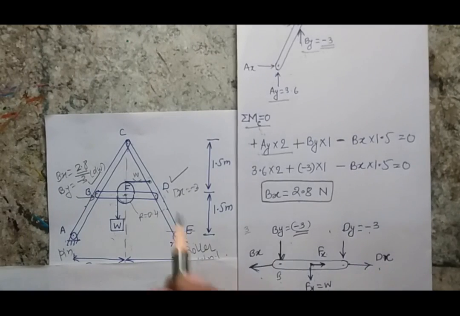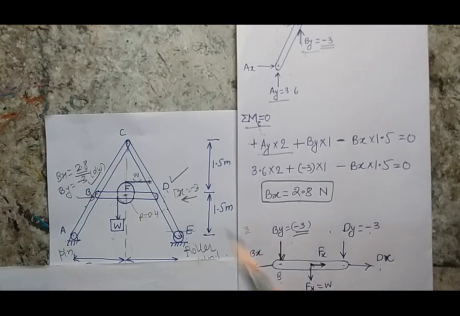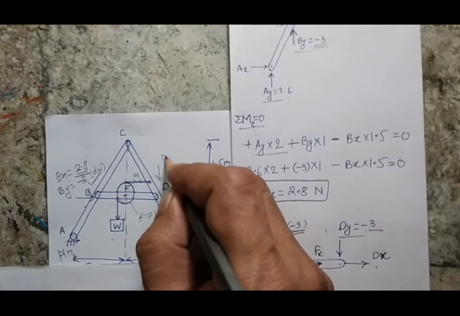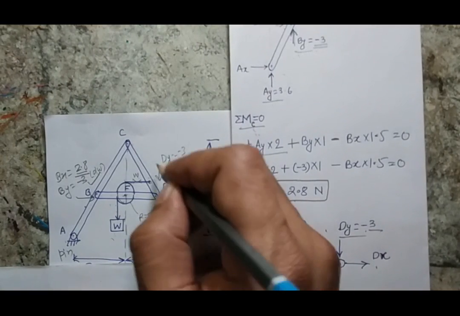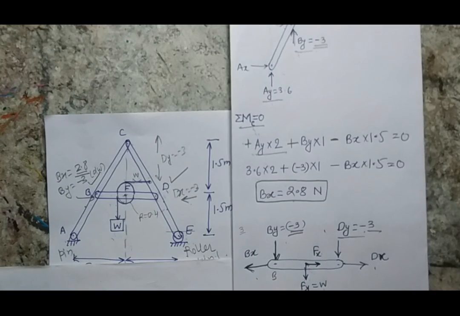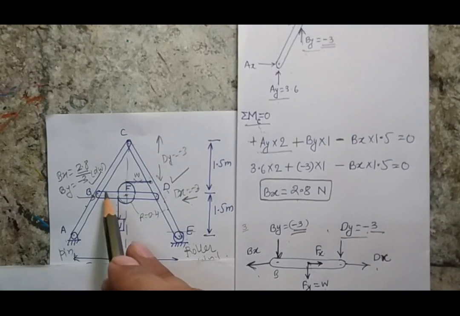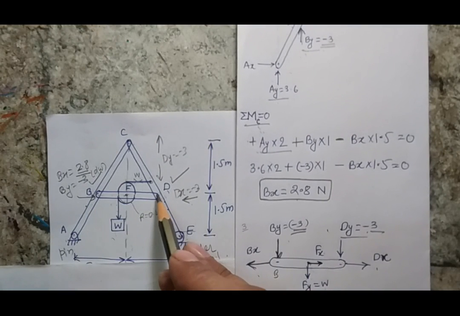I have assumed the direction of Dx is rightward. That means actually Dx is acting in the leftward direction, and my Dy is -3, that means actually Dy is acting in the upward direction. So I have the reaction at point B, which is rightward and downward, and the reaction at D is leftward and downward. Thank you.